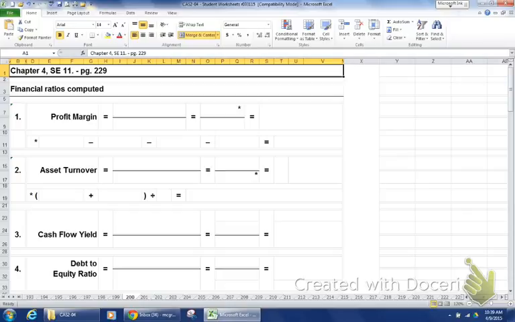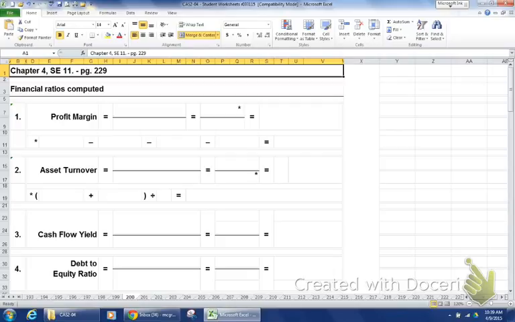And the problem is going to utilize a variety of data to prepare financial ratios for the profit margin, asset turnover, cash flow yield, debt to equity, and return on assets, and the cash return on assets, and the return on equity ratios.